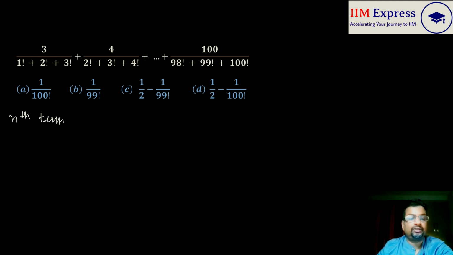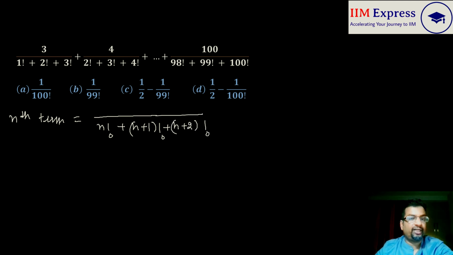The nth term is the term where if I put n equal to 1, we get the first term, n equal to 2, we get the second term, and so on. Start from the denominator, it will be easier to interpret. 1 factorial means the nth term would have n factorial. 2 factorial, the nth term will have n plus 1 factorial, and 3 factorial is what? n plus 2 factorial. This is the denominator of the nth term, and the numerator is the third term of the denominator, which is n plus 2.